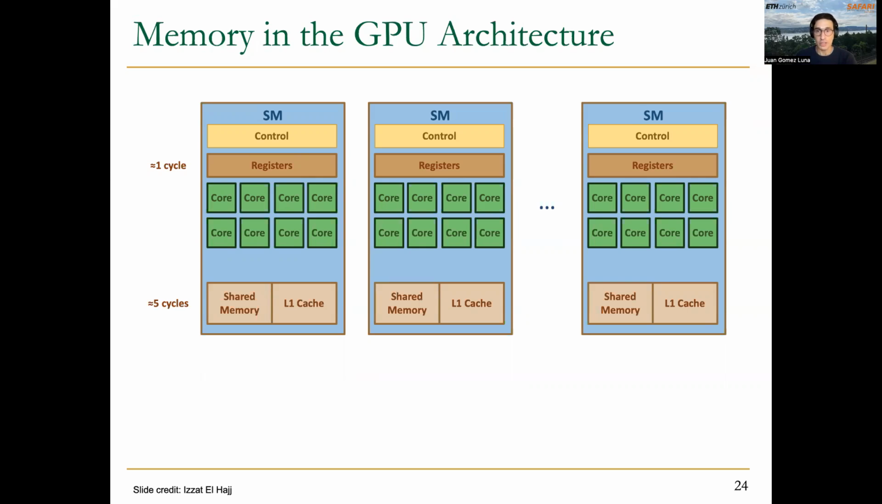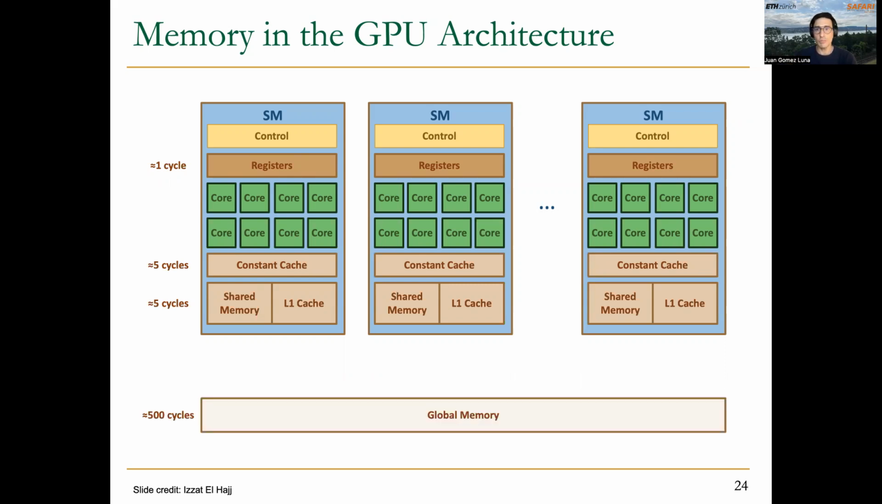The shared memory is a scratchpad memory, a software managed cache that can be used to share data between threads belonging to the same thread block. The access to both shared memory and L1 cache takes more or less the same amount of cycles. We could say something like 5 cycles. And similar latency, we would also have to access the constant cache. This is another cache for constant data.